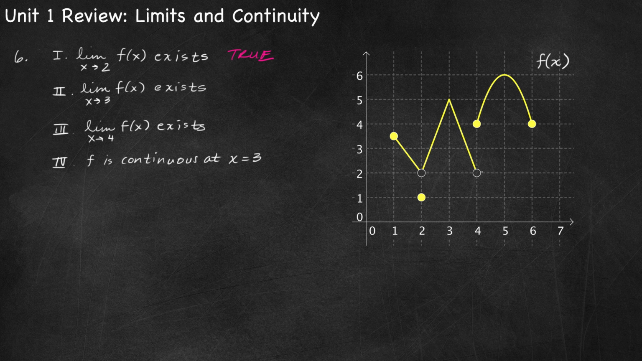Statement 2, the limit of f as x approaches 3 exists. So as x approaches 3 from the left, the function is approaching 5. As we approach 3 from the right, the function is approaching 5. So the limit does exist, it's equal to 5. So that is also true.